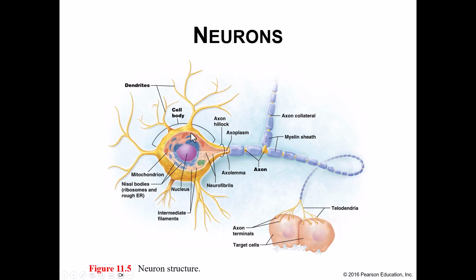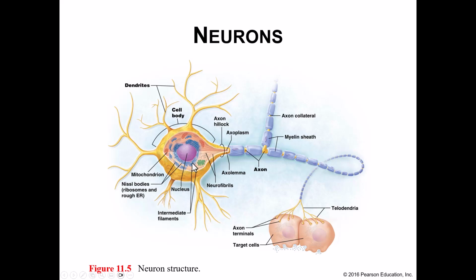We also have mitochondria, lots of mitochondria, because neurons require lots of ATP to function. The Golgi apparatus over here, intermediate filaments spread throughout, neurofibrils coming down through the axon. The cell body, you'll also see the cell body in a nervous cell called a soma. Here are our dendrites, so these are our receiving processes in a neuron.